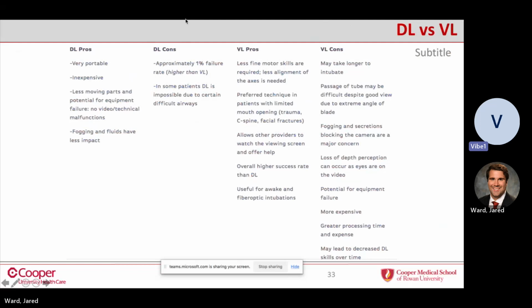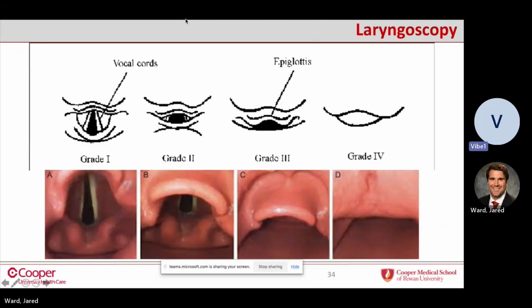So the main con with video laryngoscopy is that it's a camera. If they have a lot of blood or secretions, it gets on the camera. And the second that it gets on the camera, you have a blurred view. The only way to clear that view is to pull it out and wipe off the camera.